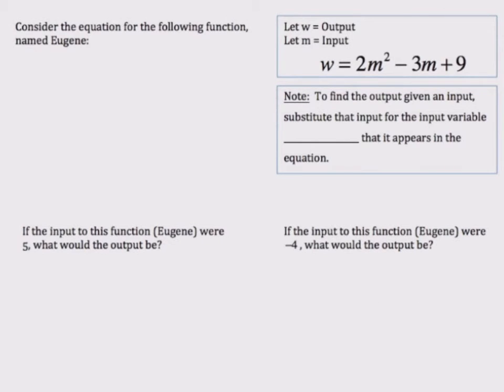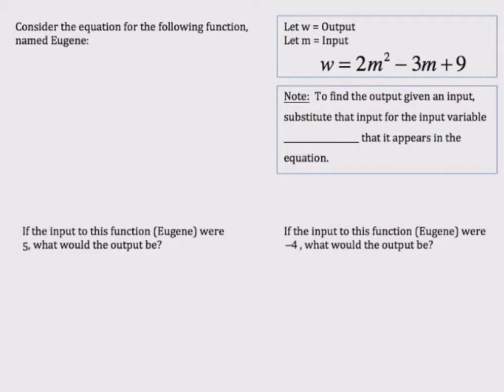One last example. Let's consider the equation for this function, which we'll name Eugene. And we're going to let w equal our output and m equal our input. Look, we've got a nice output equals form equation. We've got w equals 2 times m squared minus 3 times m plus 9.